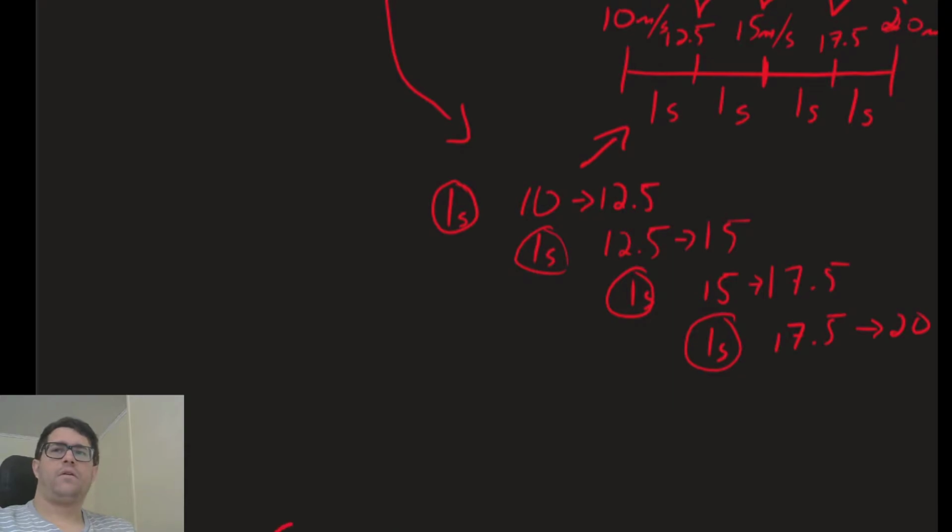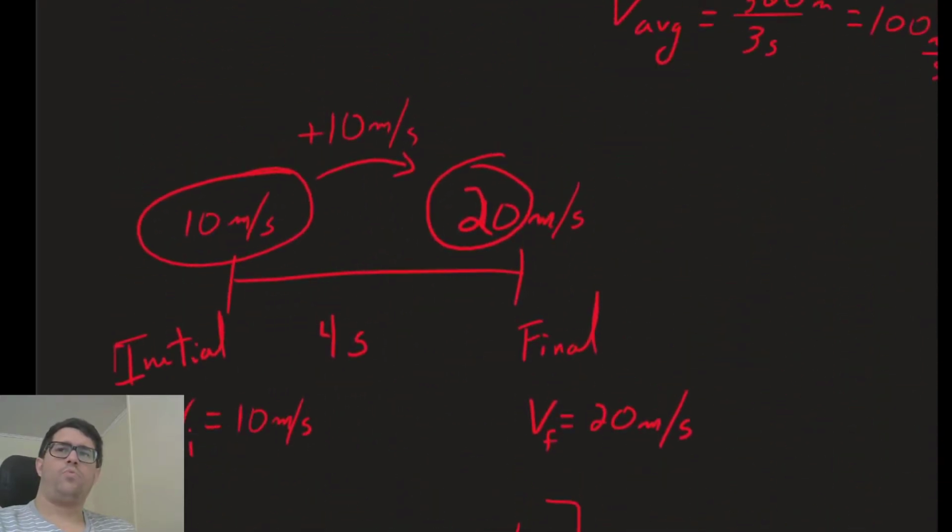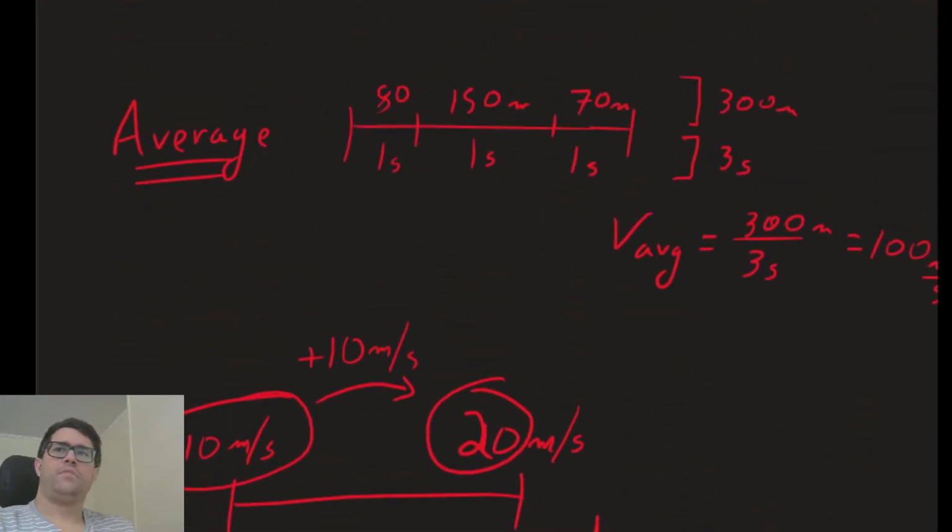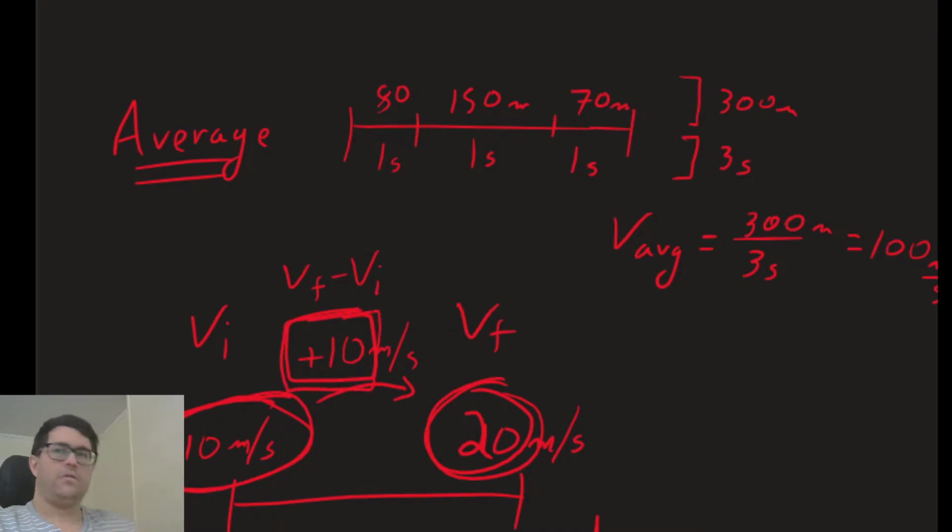Let's see. Let's go back up. So how did we get plus 10? We got plus 10 because of this plus 10, which is the difference between the two. And how do you get this plus 10? You got VF and you took out VI, right? So this is VF minus VI, right? This is 20 minus 10. 20 minus 10 will give you 10. So this is what we're going to put in our formula.